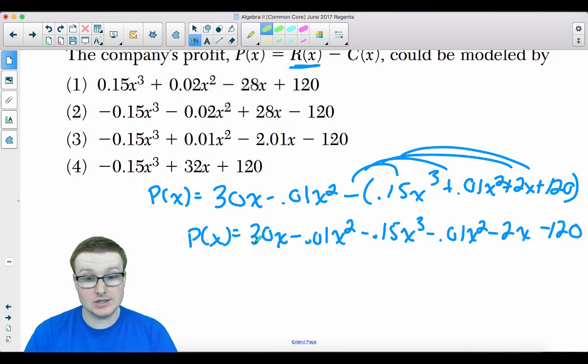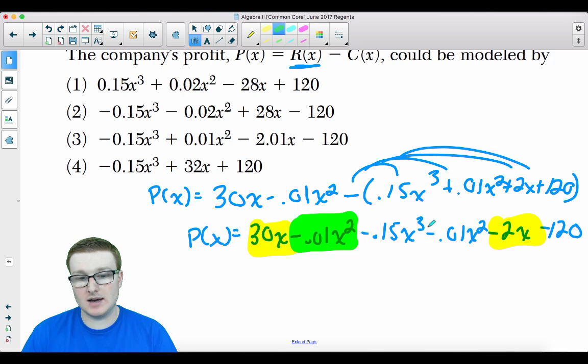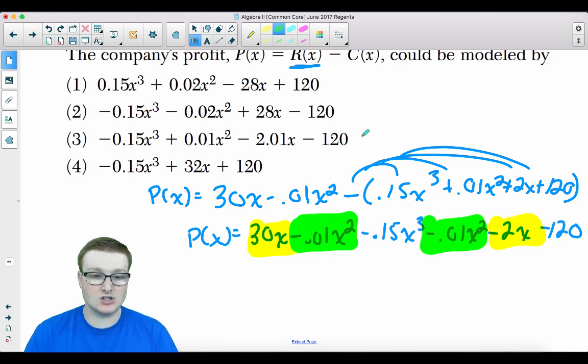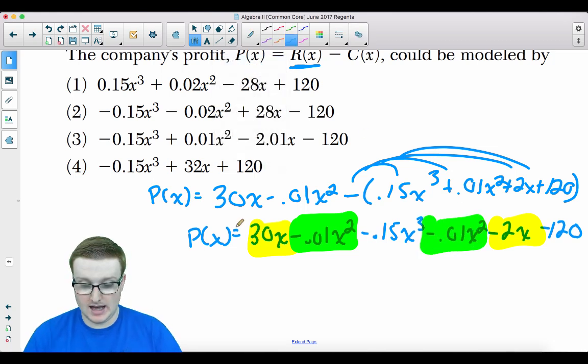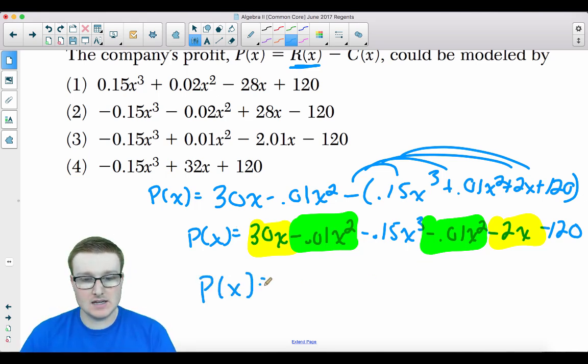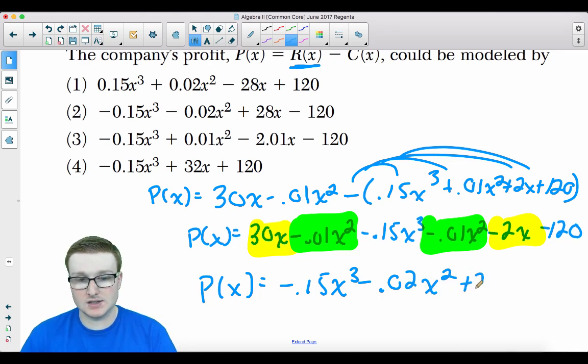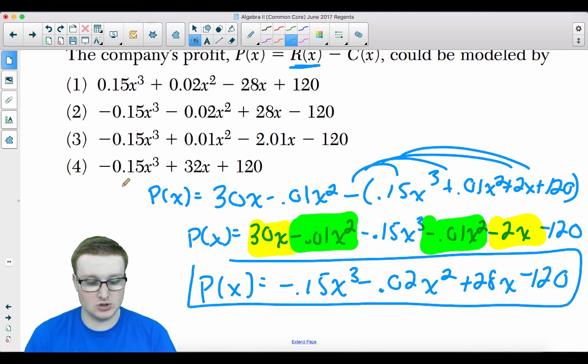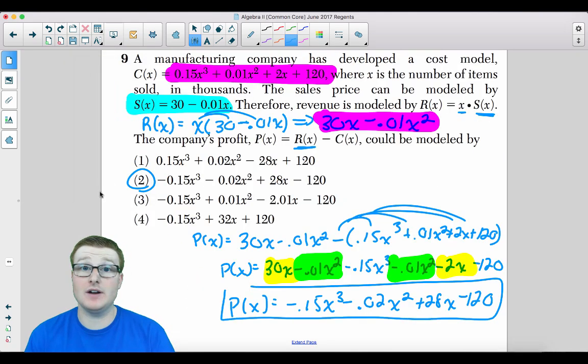Now we're just going to combine like terms. The 30x combines with the negative 2x. The negative 0.01x squared combines with the negative 0.01x squared, and that's all we got. So now we just write it in descending power order. P of x equals negative 0.15x to the third. The combination gives you negative 0.02x squared. 30 minus 2 is positive 28x, with that minus 120 at the very end. Ladies and gentlemen, that is your profit function. So that is going to be choice 2. That matches up very nicely.